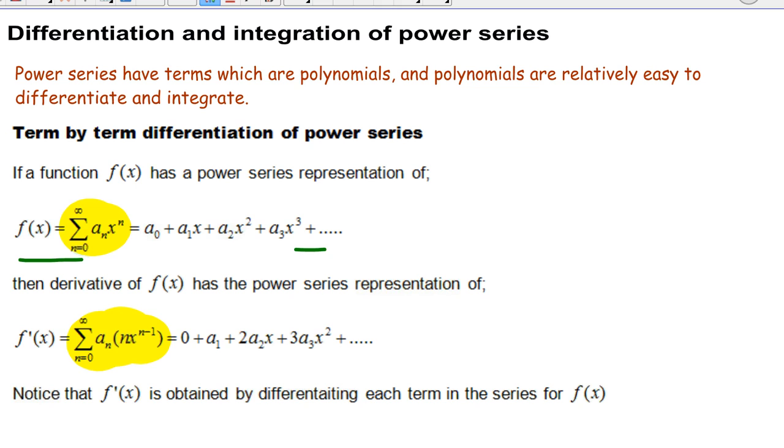In fact, for differentiation, an open interval is required. So you have to be really, really careful before you do that. Now, you can notice here that the derivative of a to the power 0 becomes that, the derivative of that becomes that, the derivative of that becomes that. So this is what you call term by term differentiation of a power series. Notice that f dash x is obtained by differentiating each term in the series for f of x.